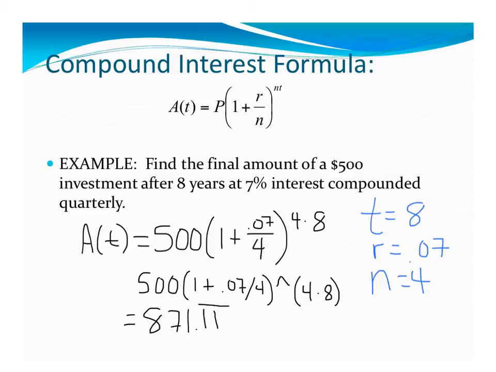Once we plug this all in our calculator, our investment's going to reach $871.11 after rounding. That's a fatty investment after $500 starting right there. You just made like 371 bucks.